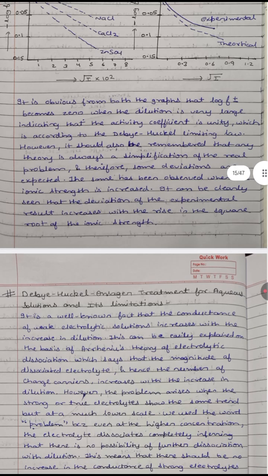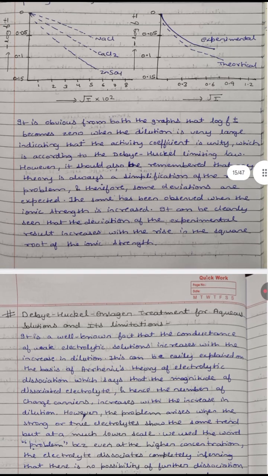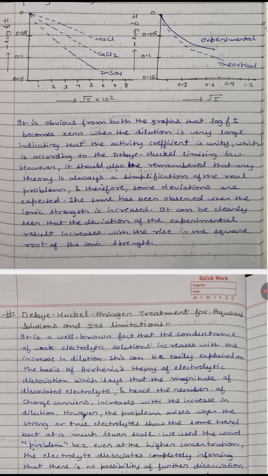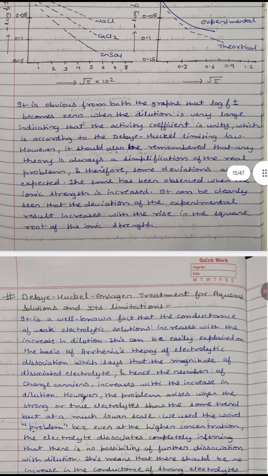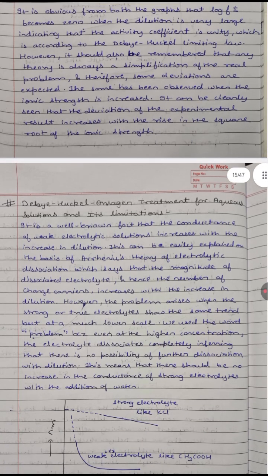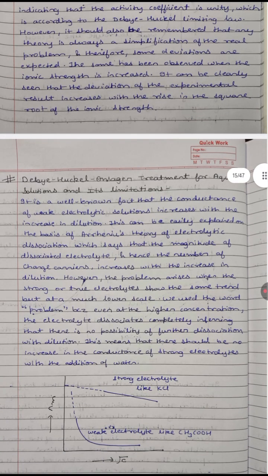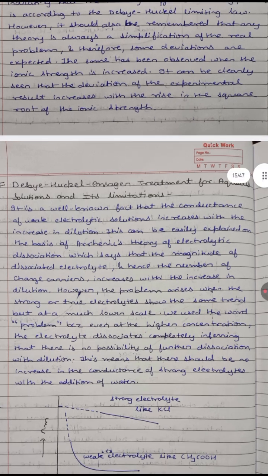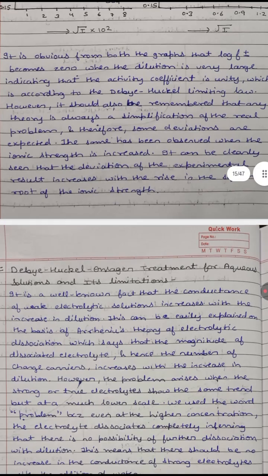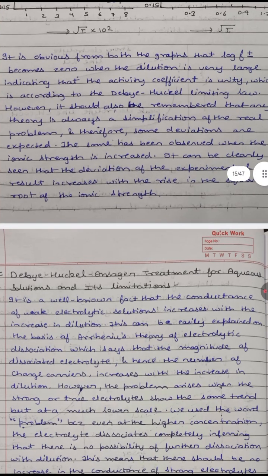It is obvious from both of the graphs that log f± becomes 0 when the dilution is very large, indicating that the activity coefficient is unity, which is according to the Debye-Huckel limiting law. However, it should also be remembered that any theory is always a simplification of the real problem and therefore some deviations are expected. The same has been observed when the ionic strength is increased.